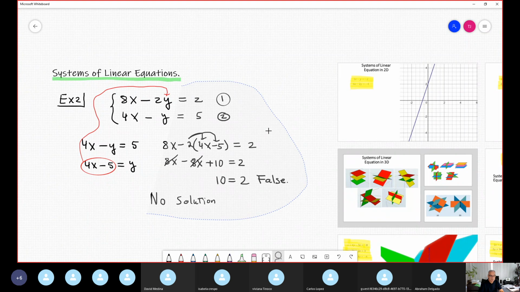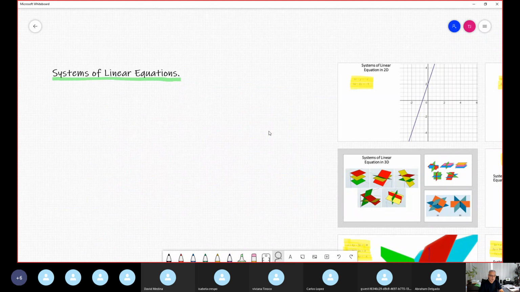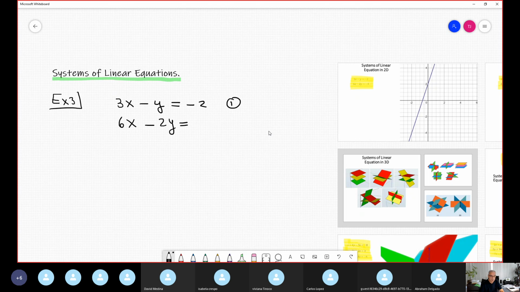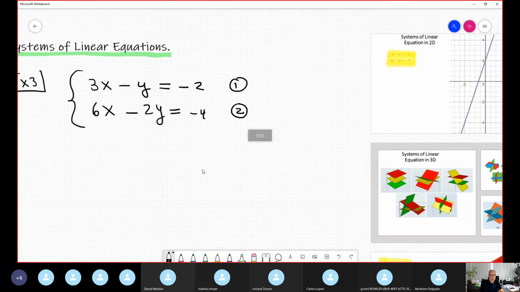I want to erase. Okay, example 3 now. Example 3 is, look, 3x minus y equals minus 2. Equation 1. 6x minus 2y equals -4. Equation 2. Okay. In this example, I also take advantage.